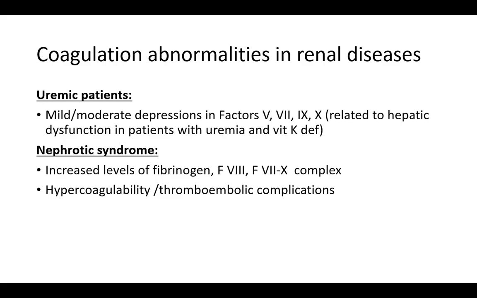In many uremic patients, chronic renal failure patients, you may have mild to moderately depressed levels of certain coagulation factors. In nephrotic syndrome, hypercoagulability and thromboembolic complications are common. It should always be kept in mind when you follow nephrotic syndrome patients. These are usually due to increased levels of certain factors such as fibrinogen, factor 8, and factor 10 complex.